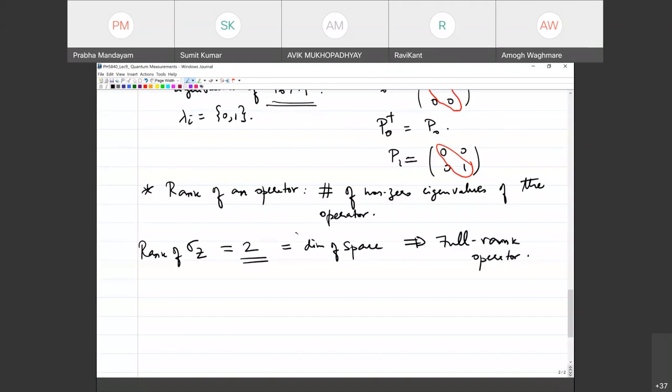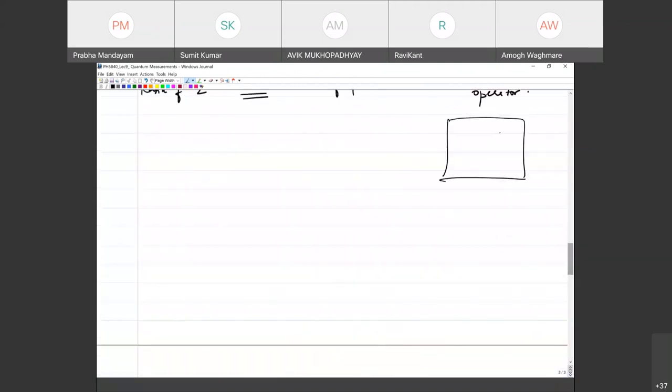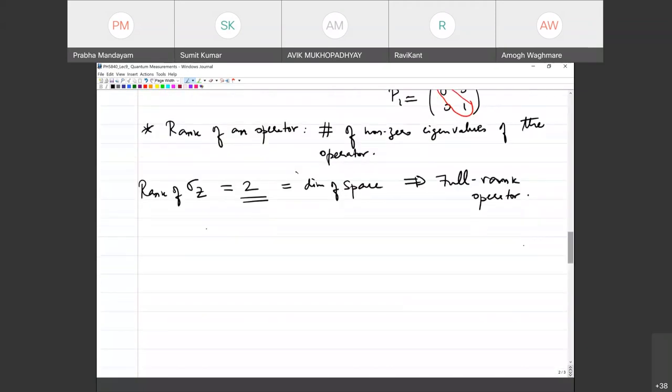So if you think of this space of C2 as some, again, I'm drawing several cartoon pictures today, but they serve to explain what we want. If this is my C2 space, it means this sigma z operator has a non-trivial action on the entire space. There is no null space that this operator has within C2. So sigma z is a full rank operator. I hope you can also check that the other operators we have written down, sigma x, sigma y, Hadamard, all of these, they all have rank 2. Please check. So they are all full rank operators.